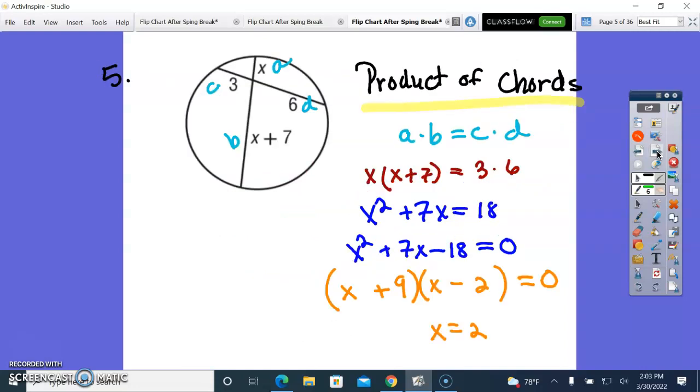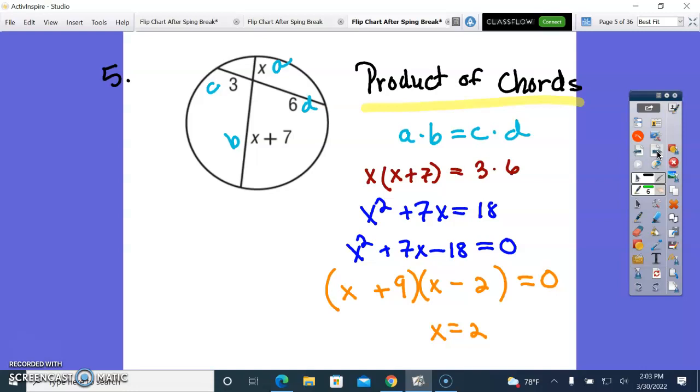Here's number 5. This is back to the first law. This is the product of the chords. A times B equals C times D. Again, A is x, and B is the quantity x plus 7, and that equals 3 times 6. So again, I distributed the x, got x squared plus 7x equals 18. Then I had to make it equal 0.